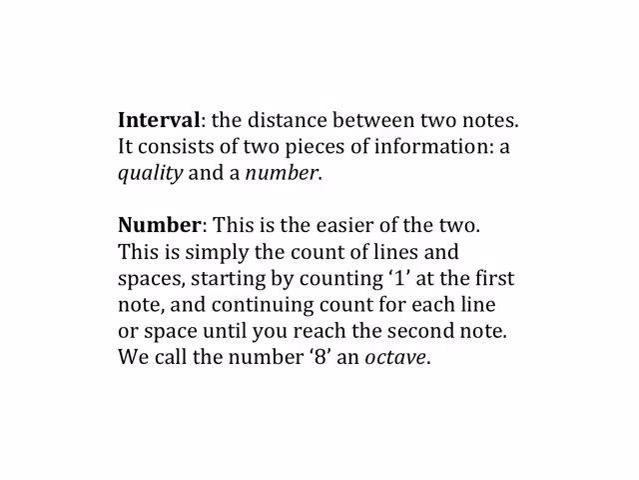Just as a reminder, an interval is the distance between two musical notes. It consists of two pieces of information, a quality and a number. The number is by far the easier of the two to calculate. This is simply the count of the lines and spaces, starting by counting 1 at the first note and continuing the count for each line or space until you've reached the second note. Let me show you how this works.